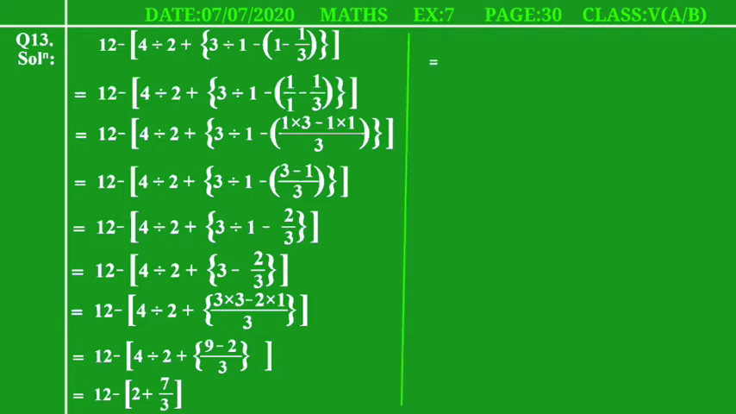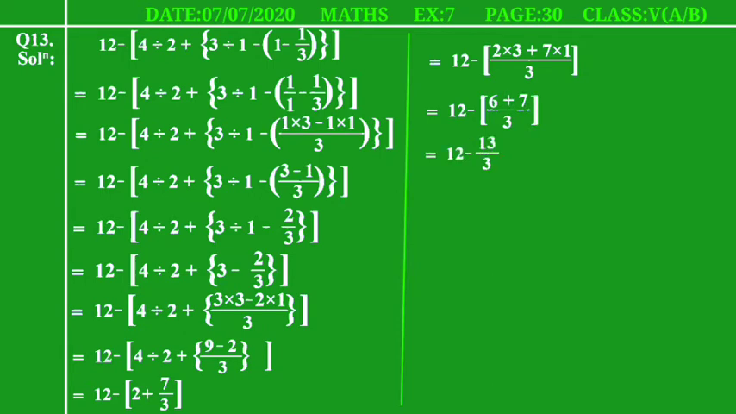So let me write on the side, I don't have space. Again do the addition, 2 plus 7 by 3. The denominator of 2 is 1. So the fraction, if you add, it will become 2 into 3 plus 7 into 1. So this will be 12 minus 6 plus 7 divided by 3. So this will be 12 minus, now remove the brackets, 6 plus 7, 13 by 3.